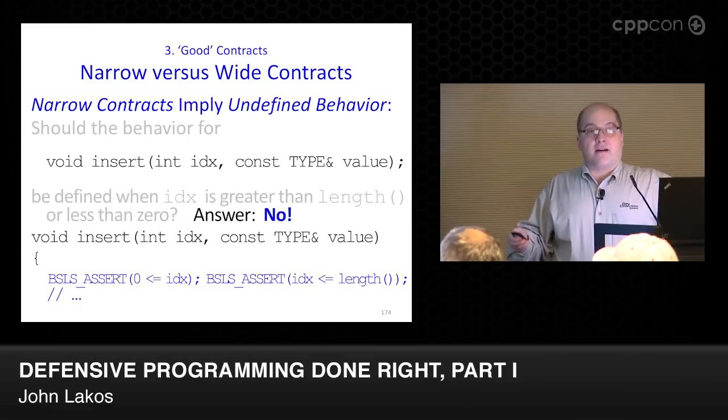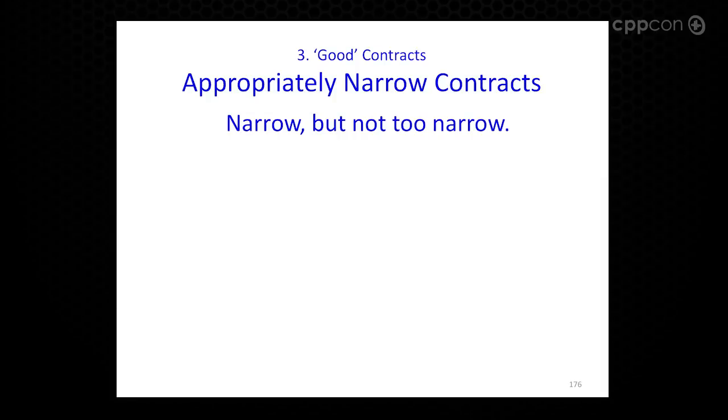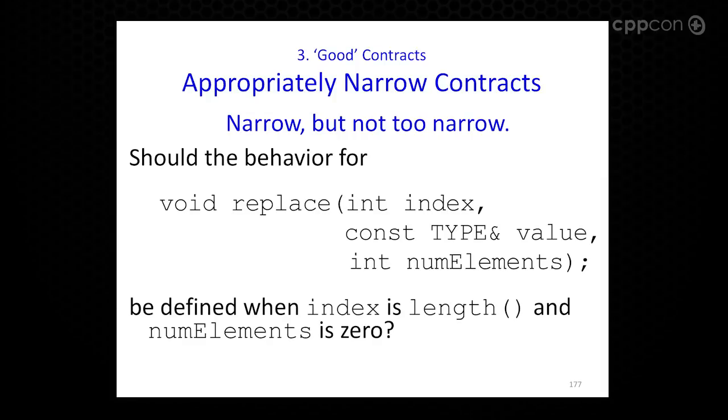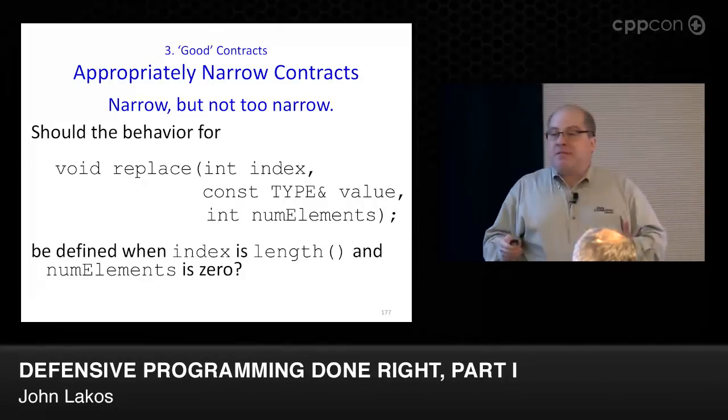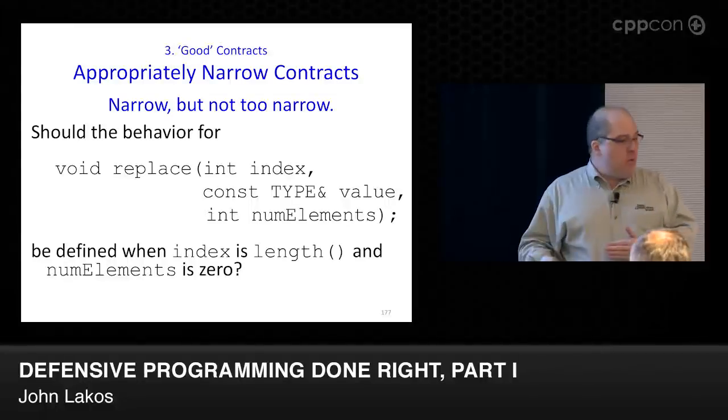It's a challenge, right? There are a lot of you who might not agree with each other yet. You will. Appropriately narrow contracts, narrow but not too narrow. So replace is an example of a function. Well, you can replace everything. But is it okay, if you replace everything, so say you've got something of a given length, what happens if you want to replace nothing at the end of this sequence? It's kind of a weird thing to ask.